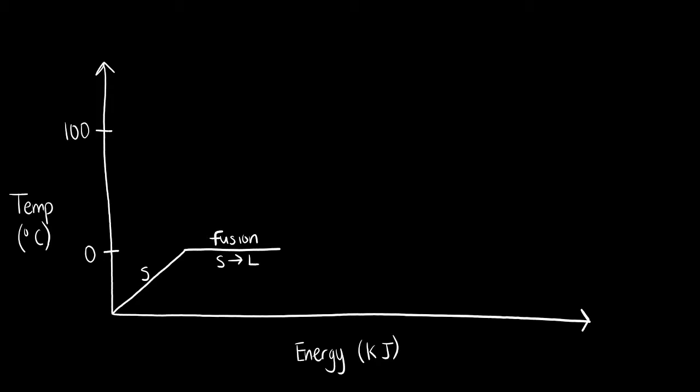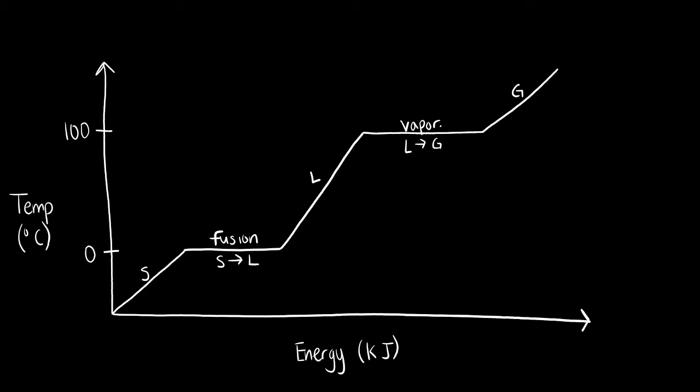Adding even more energy will eventually have it so that there is no more solid left and you have just liquid, and that liquid is getting warmer. And the liquid will continue to increase its internal temperature until it begins to boil. And we're going to label this line vaporization, vap for short. And this is the liquid to gas transition. After all the liquid is gone and it's just gas, then you're heating the gas.